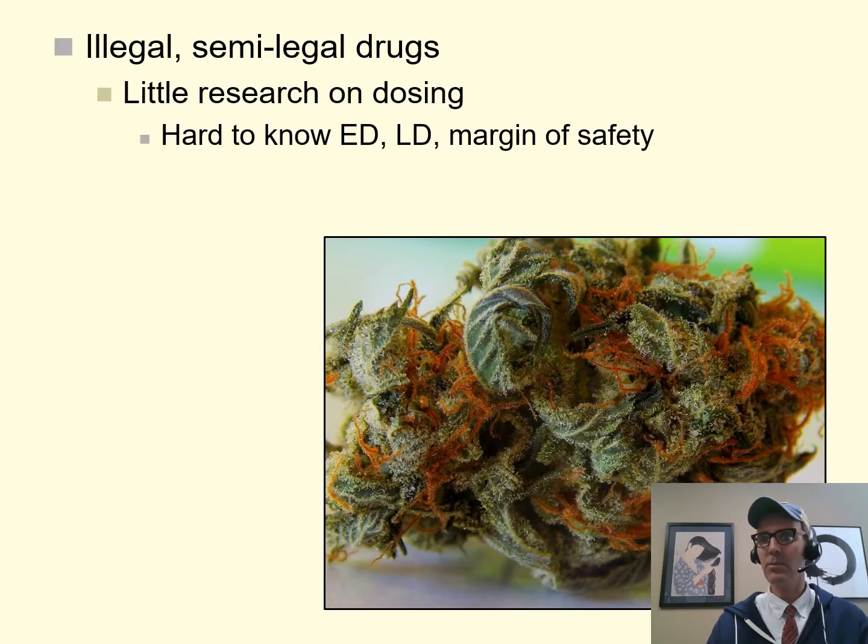Another interesting and important point is that all this effective dosing and lethal dosing stuff just applies to legal drugs which are produced by the pharmaceutical industry. If we're talking about illegal drugs or semi-legal drugs like marijuana, for instance, we just don't have a lot of dosing information on these drugs. We don't know what an effective dose of cannabis, or marijuana, is for treatment of pain. We do know, based on some non-human animal research, that there is essentially no lethal dose of marijuana, so that's good. There's a really wide margin of safety for that drug. But for many drugs, it's just not as clear.